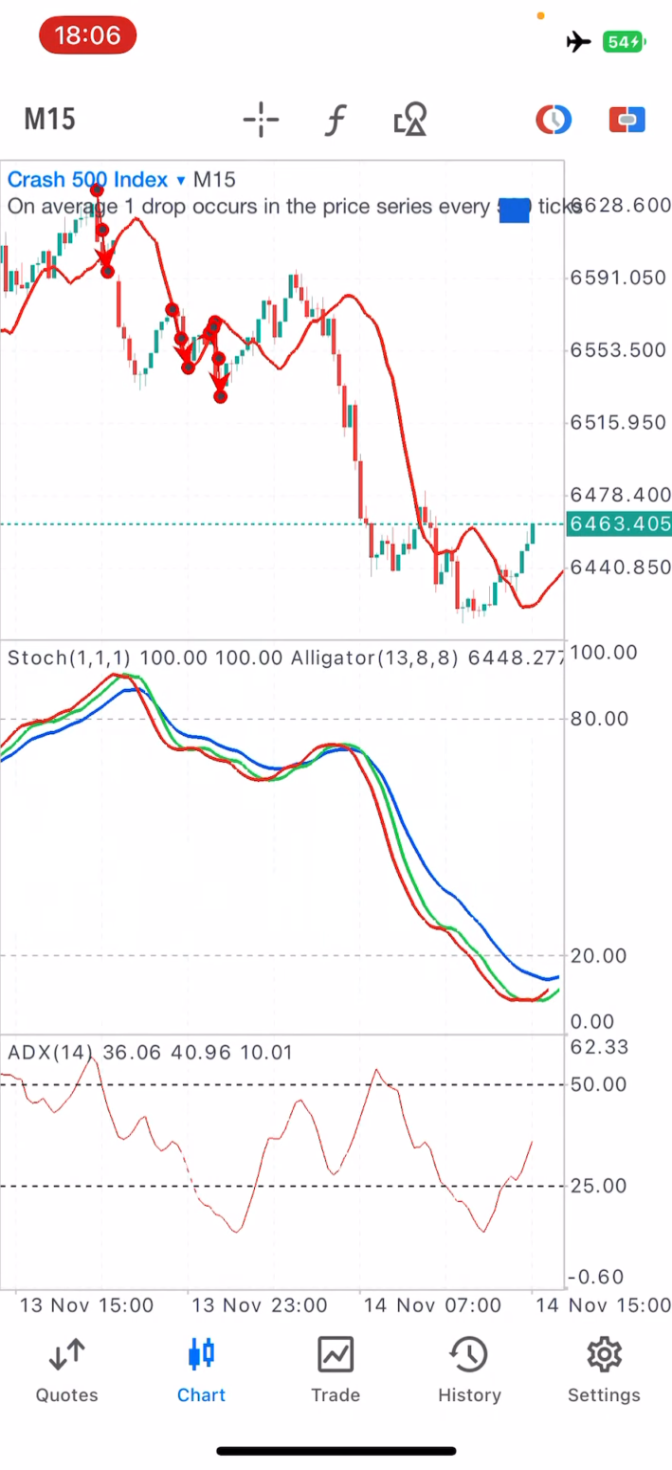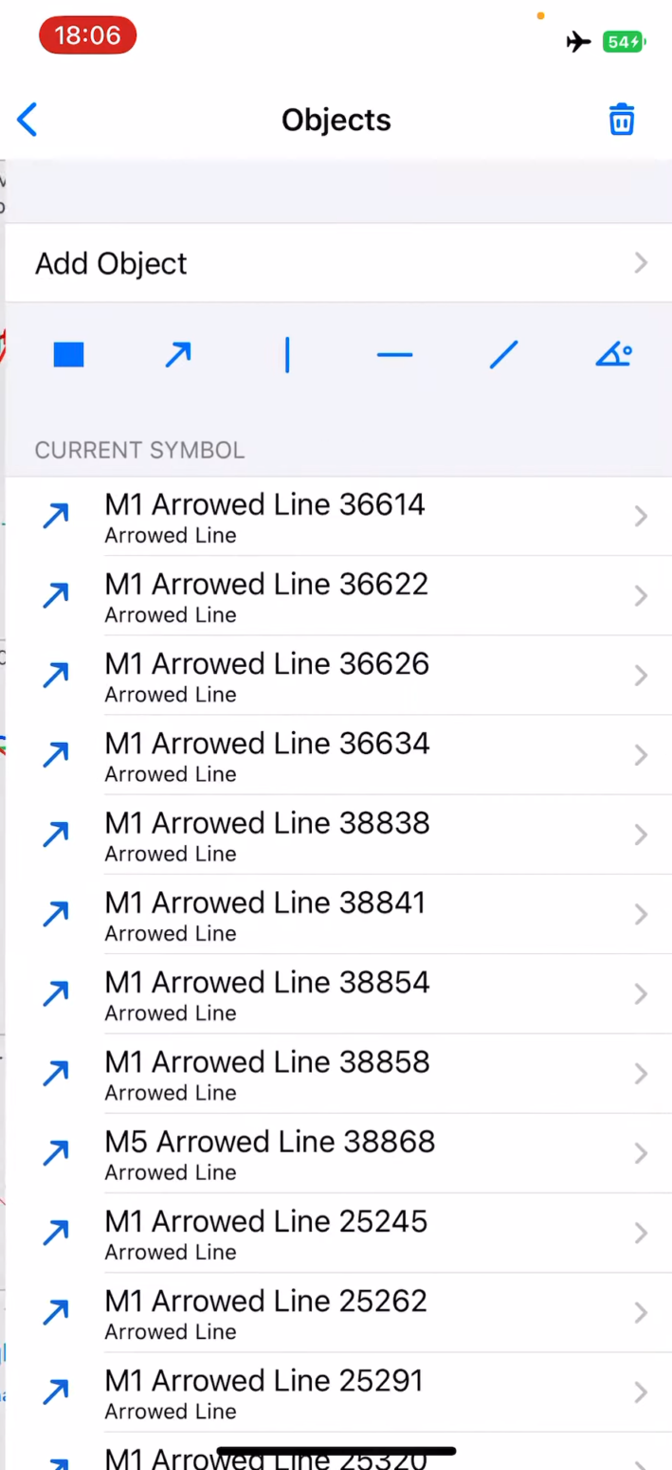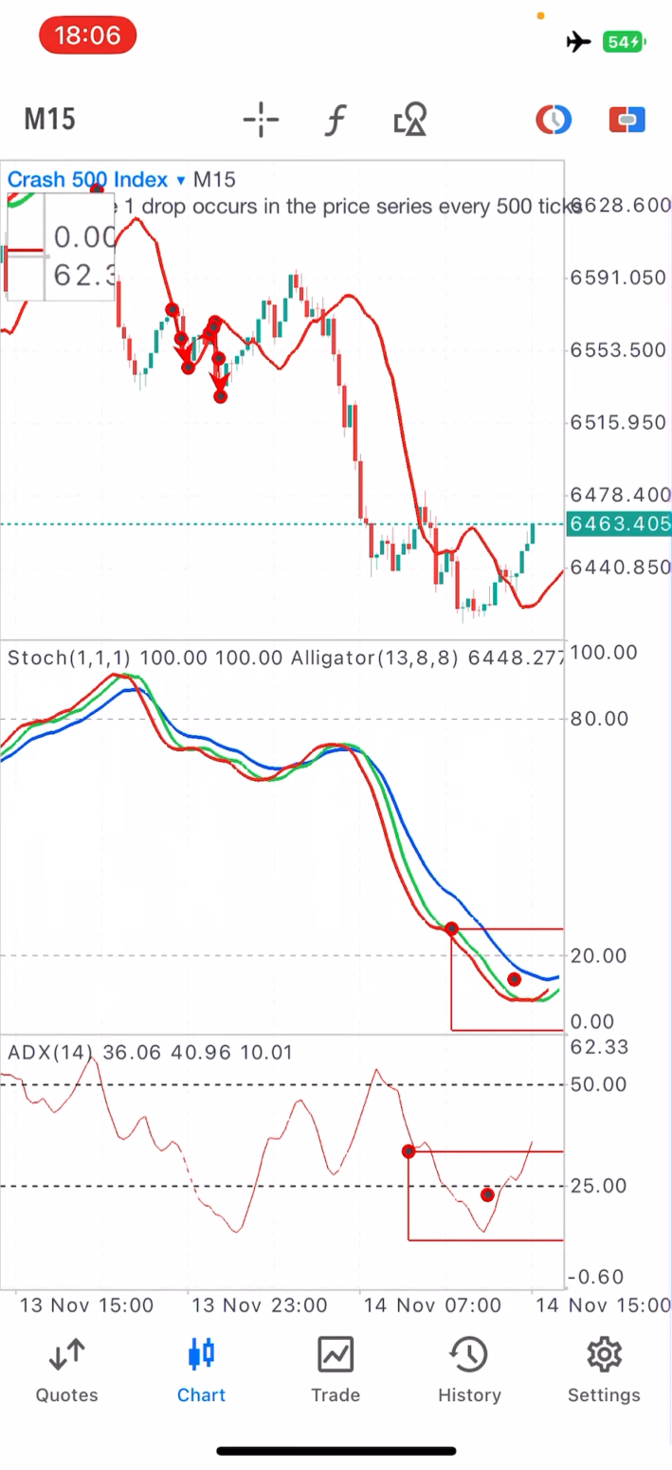Remember we said we need this red line below 50 and close to 25, which it is. First condition has been met. Second condition, we said we want our lines to be at level 20 or below, which has been done. And then third condition, we want price to close above our red line, and that has been done. As you can see, price is already moving up. We're already in that buy trend, so all you have to do now is wait and see how it goes.